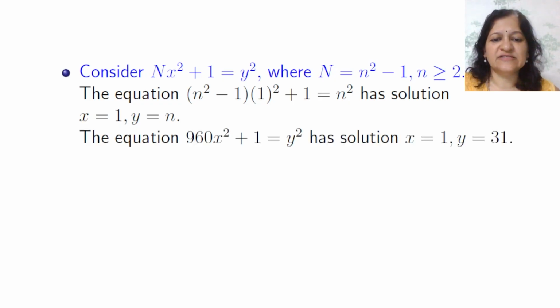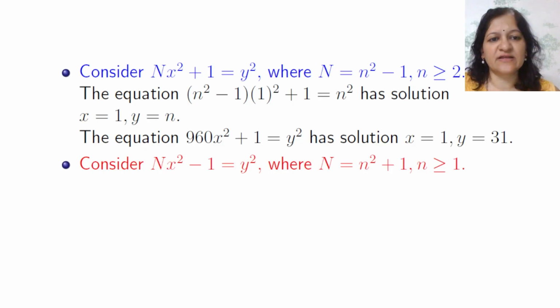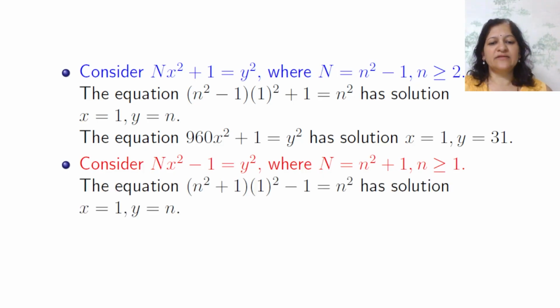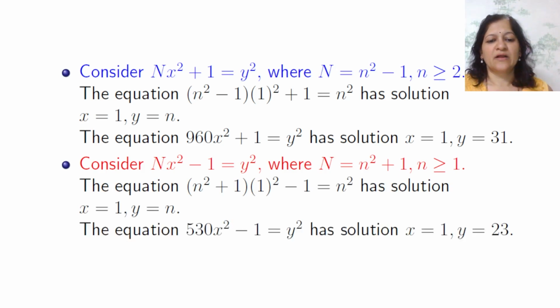The equation 960x square plus 1 equal to y square has solution x equal to 1, y equal to 31. Then this is another case where capital N is in the form n square plus 1 and the equation is Nx square minus 1 equal to y square. Then this equation has solution again x equal to 1, y equal to n. A particular equation is 530x square minus 1 equal to y square, which has solution x equal to 1, y equal to 23. So if capital N is in a specific form, then we can directly find the solution.